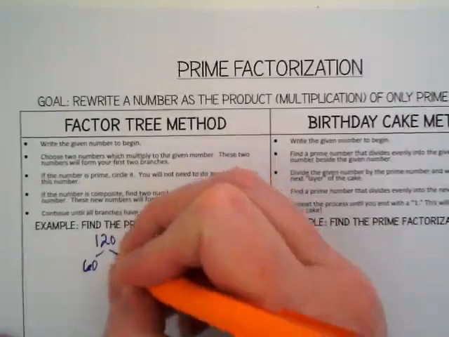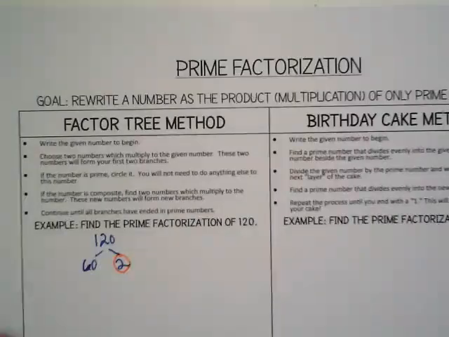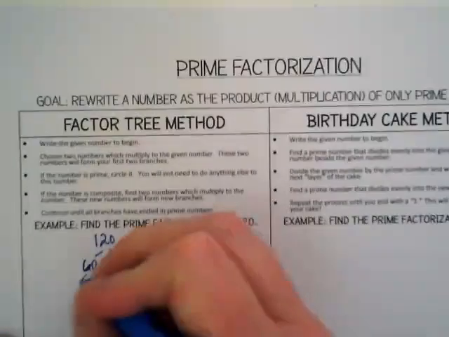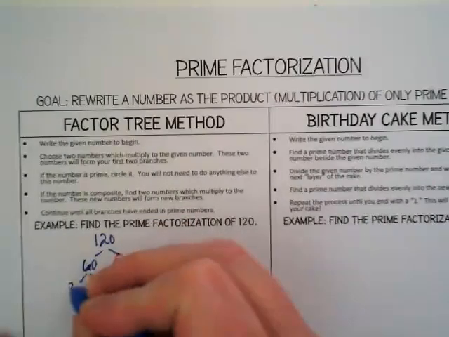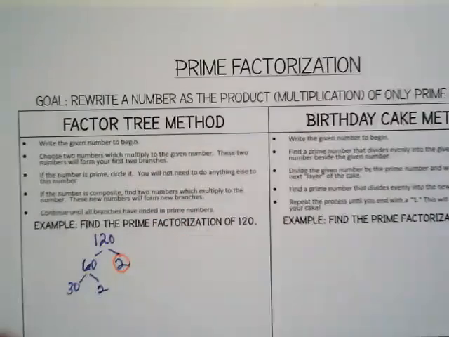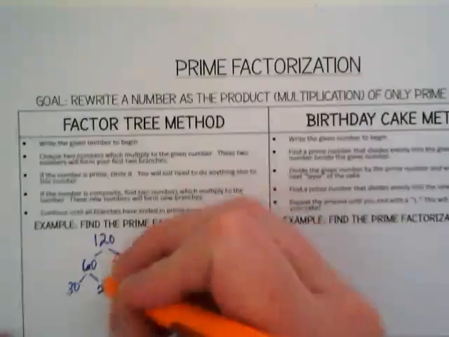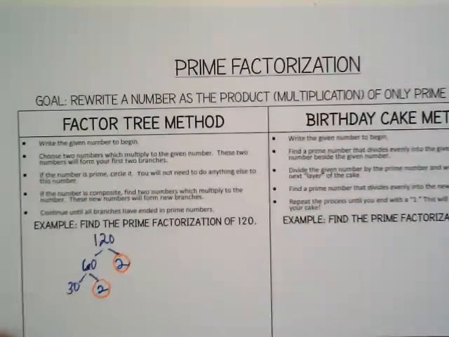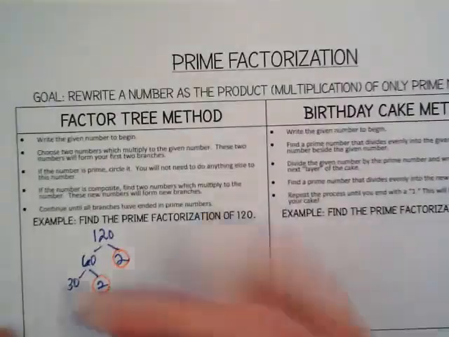I like to circle it when I've got a tree branch that ends in a prime, because that means that branch is finished. What am I going to do with the 60? What numbers do we want? 30. Okay, so I'm going to do 30 and 2. Which of those numbers gets circled? Which of those numbers gets branches?